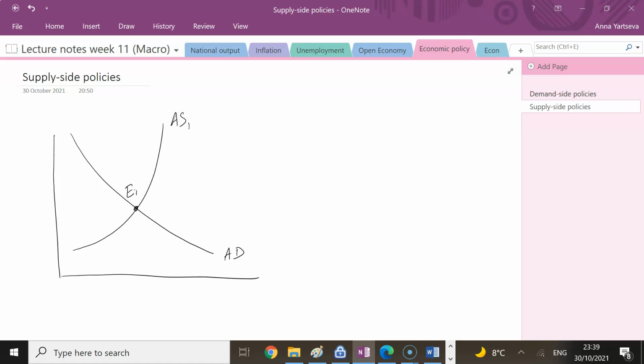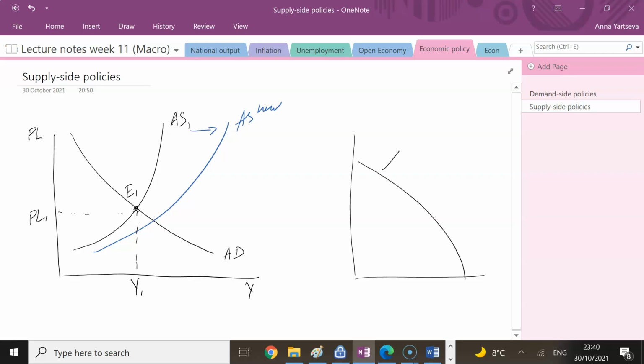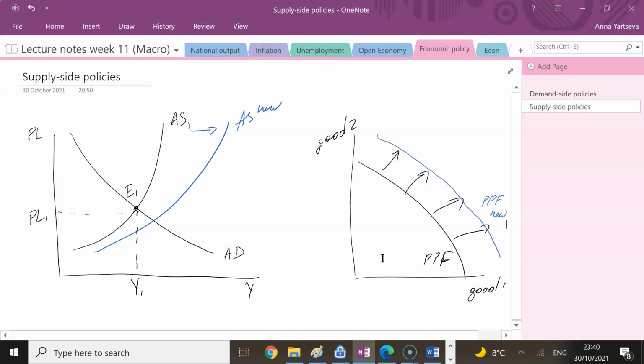Let's imagine that this was our original equilibrium. This was our original level of national output, a certain original price level 1, and then we somehow shift the aggregate supply curve to a new higher level. Our production potential is now higher. Our production possibility frontier, the PPF curve, which shows how many different goods we can produce, has now shifted outwards. We are able to produce more, right?